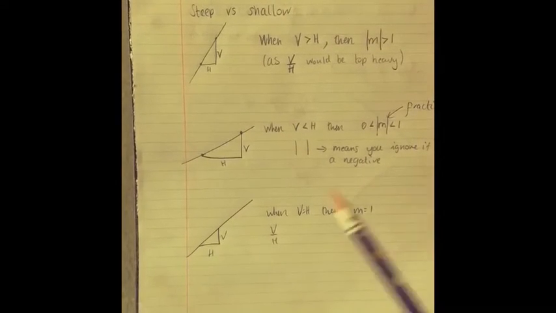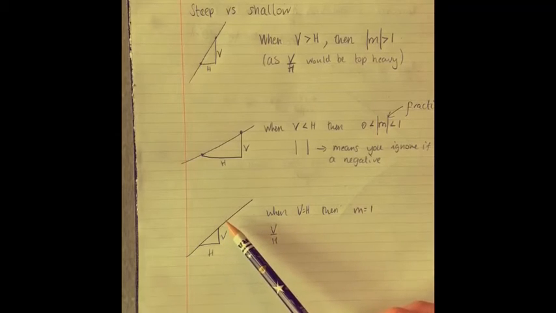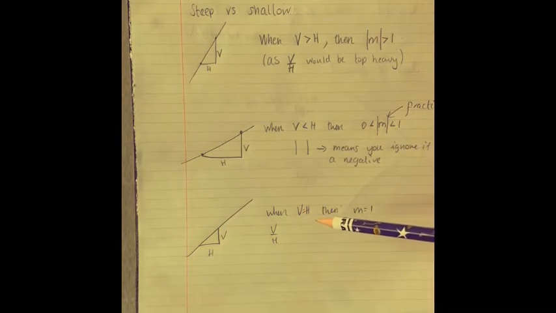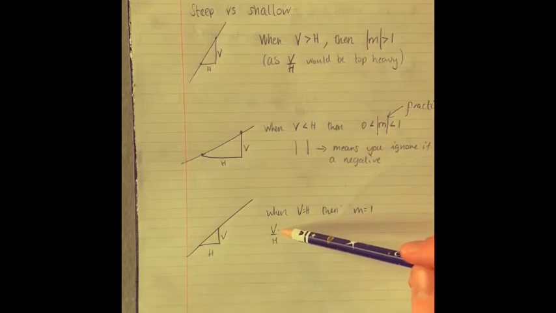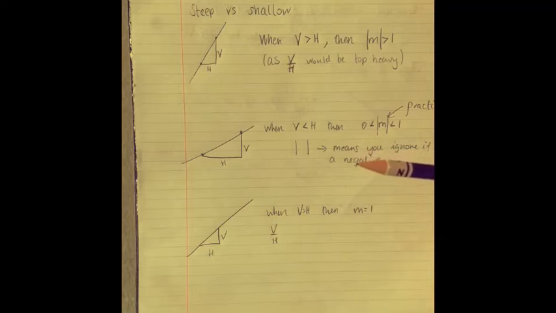The final situation is where your horizontal and vertical are both the same size. In that case, when v is equal to h, then our gradient is 1. Now, if you think about it, if v and h are the same number, then any number divided by itself is just 1. Final point, when m is equal to 0, you have a horizontal line. When m is infinite or undefined, you have a vertical line.